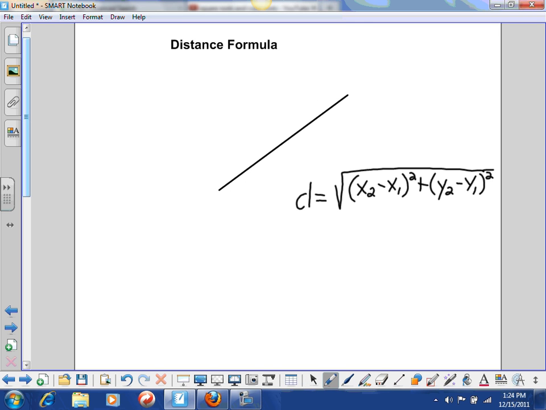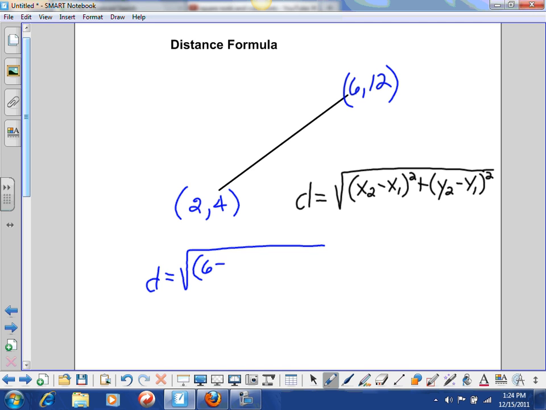So let's start with 2 and 4, and let's go up to 6 and 12. Okay, so we know x is always first, so let's plug it right into our formula. So distance is going to equal the square root. X2 is 6 minus x1 is 2. We'll square it. Plus, our value for y2 is 12 minus 4, and we're going to square that.